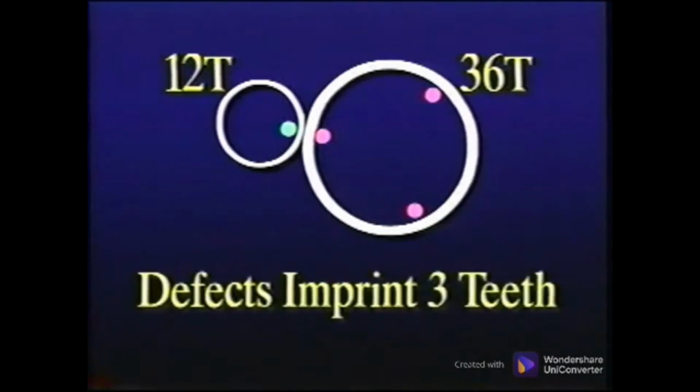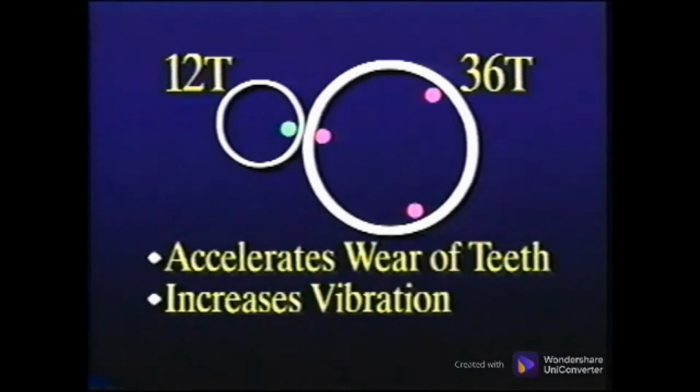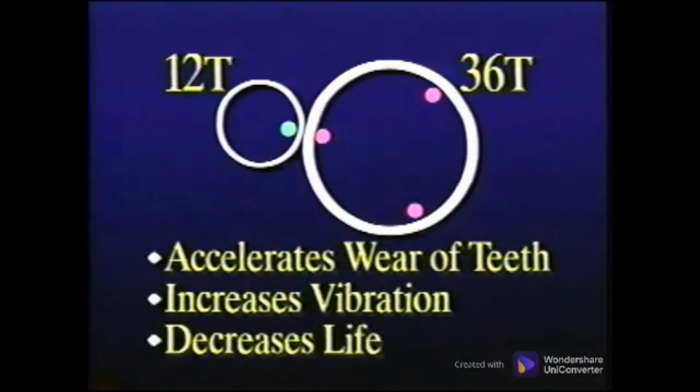For example, if a gear has 12 teeth and meshes with one that has 36 teeth, then a tooth on the first gear will only contact three teeth on the mating gear. Any tooth problems will then be transferred to the three teeth and cause accelerated wear of those teeth, increasing the vibration of the gear train and decreasing life.